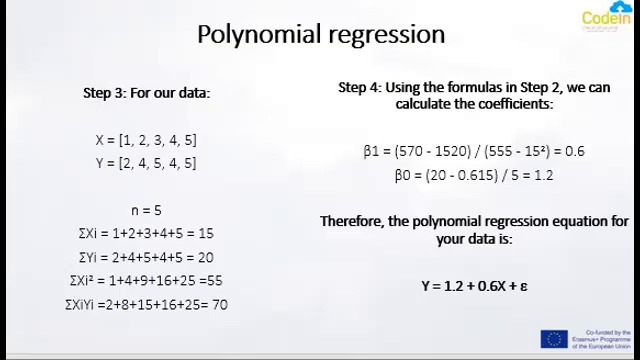These coefficients represent the slope and intercept of the curve that best fits the data. And by plugging them into the general formula, we can obtain the polynomial regression equation for this data. The resulting equation is y equals 1.2 plus 0.6x plus epsilon, which we can use to make predictions about future values of y based on new values of x.